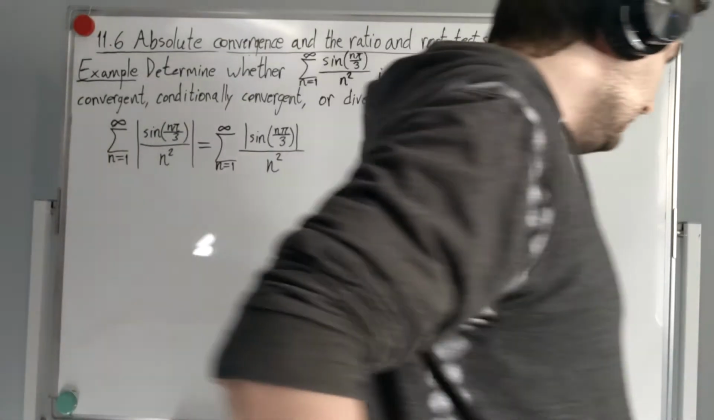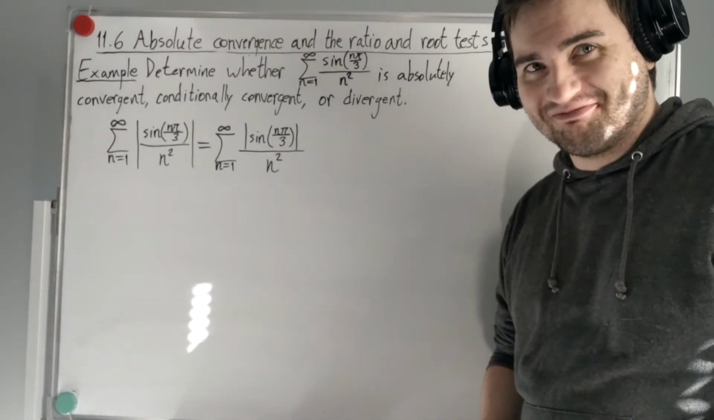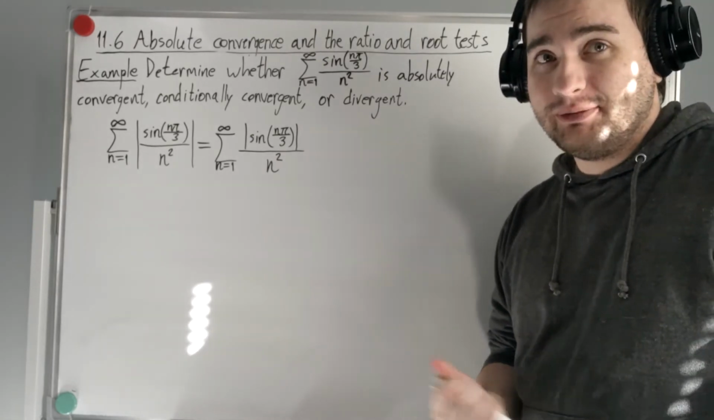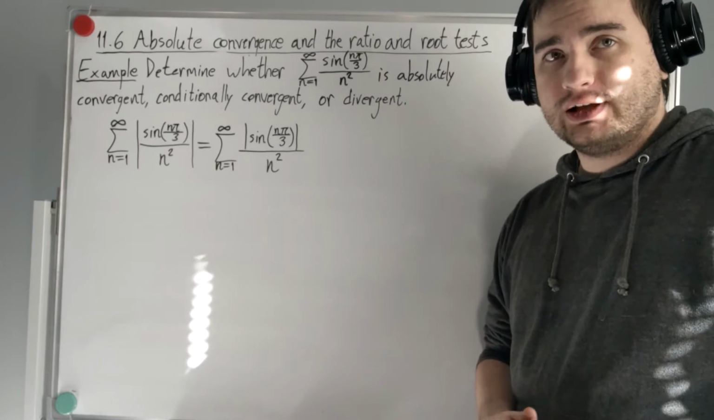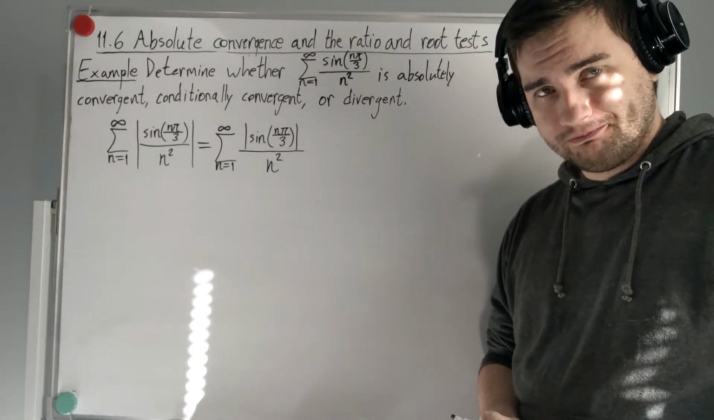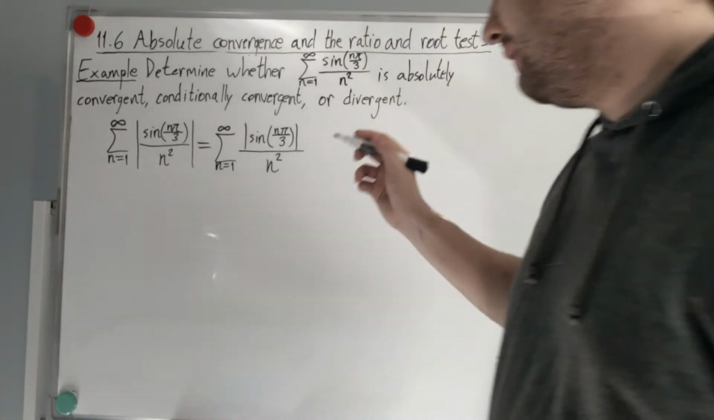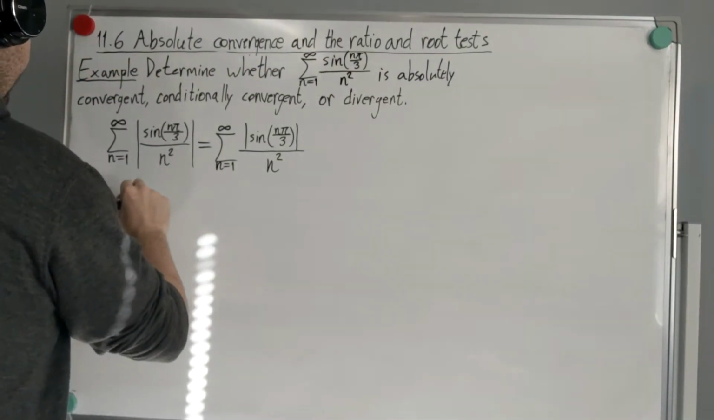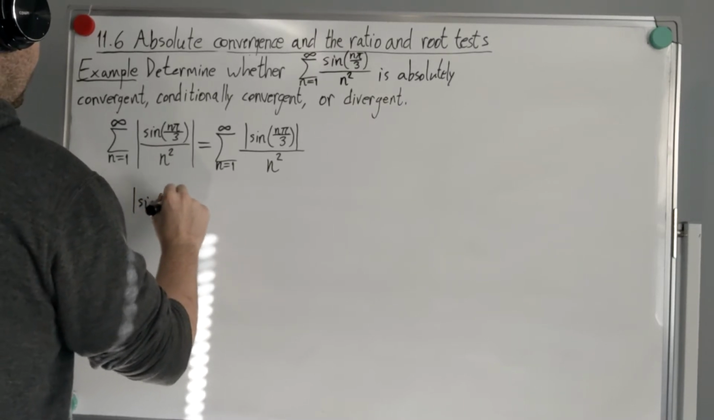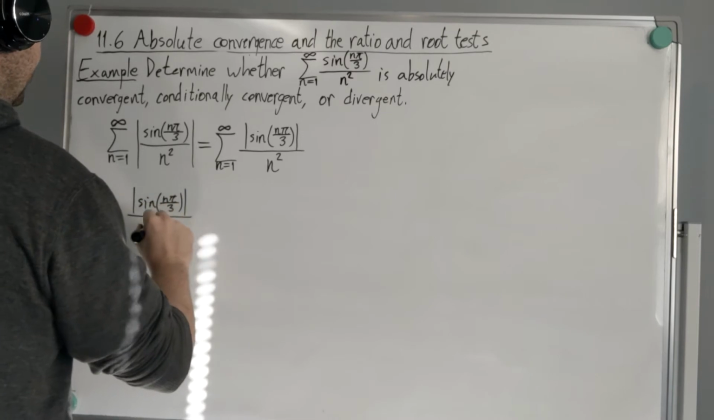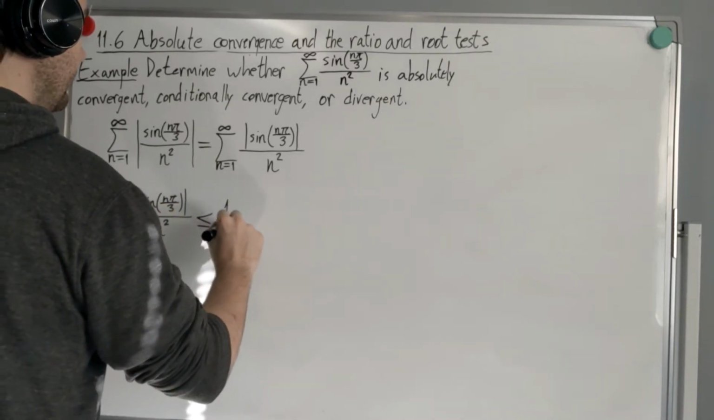Now, at first that doesn't look easier, right? But I claim it is, because the absolute value of the sine is always less than or equal to 1. And if the absolute value of the sine is always less than or equal to 1, that means that the absolute value of the sine of n pi over 3, divided by n squared, is always less than or equal to 1 divided by n squared.